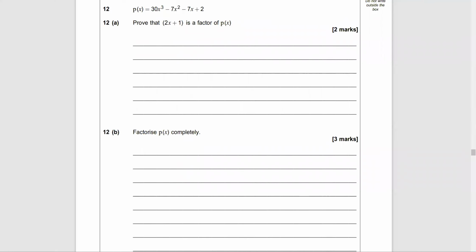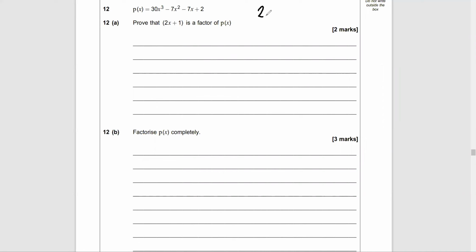So in this video, we're going to be looking at the factor theorem, and we have a past paper question here from the AQA June 2018, paper 1. So we've been given a polynomial defined p of x equals 30x cubed minus 7x squared minus 7x plus 2, and we want to prove that 2x plus 1 is a factor of p of x.